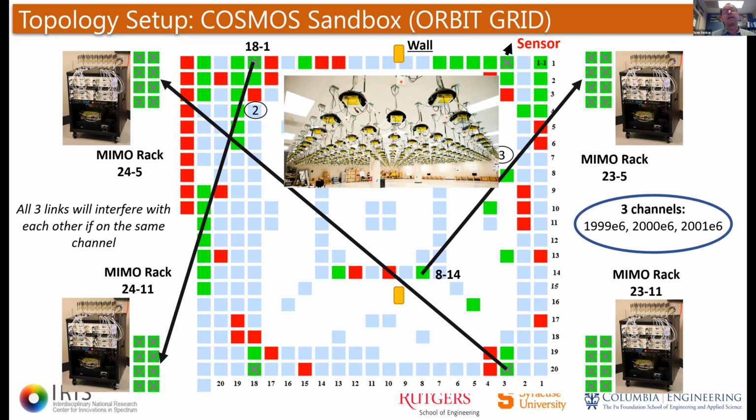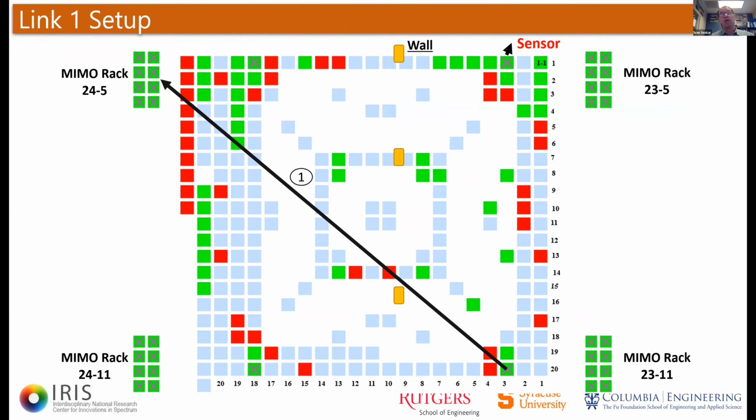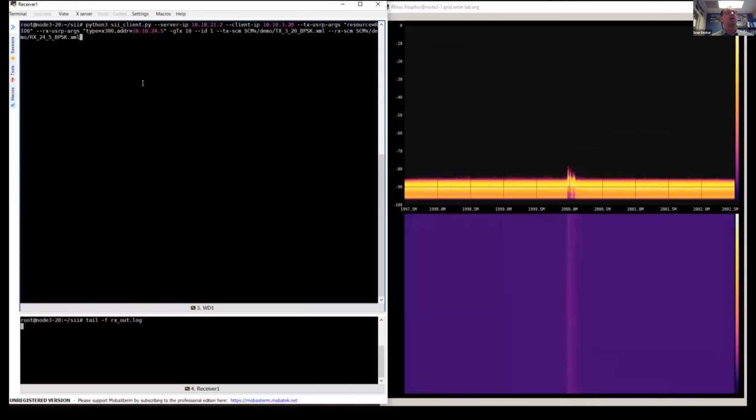Now, in this particular case, we are just assigning the capabilities of radios as having 3 channels. We are focused on 1.99 gigahertz, 2 gigahertz, and 2.1 gigahertz, right? And this is just as an example of what's going on. So let's say the first link comes on. This is now a recording and video of what's happening actually.